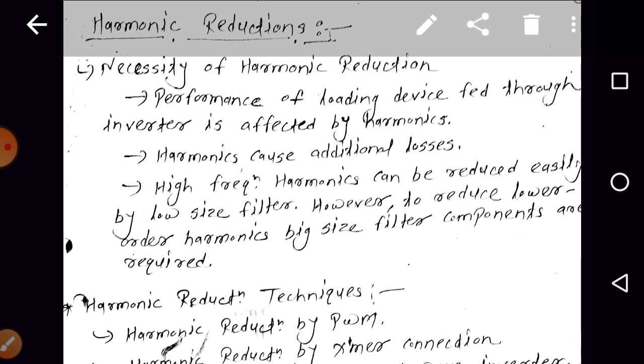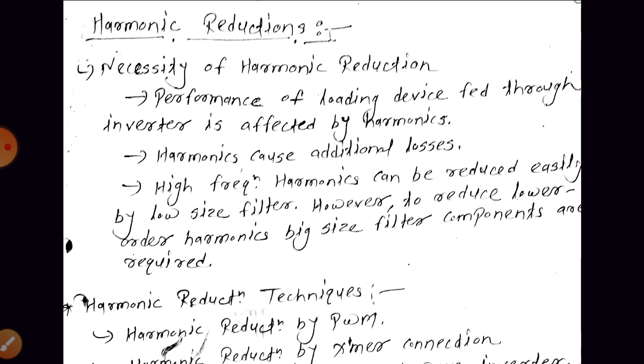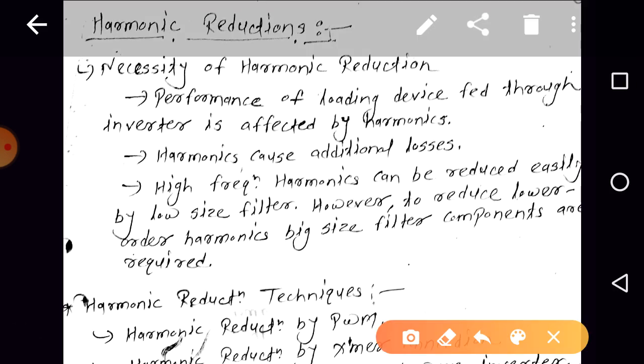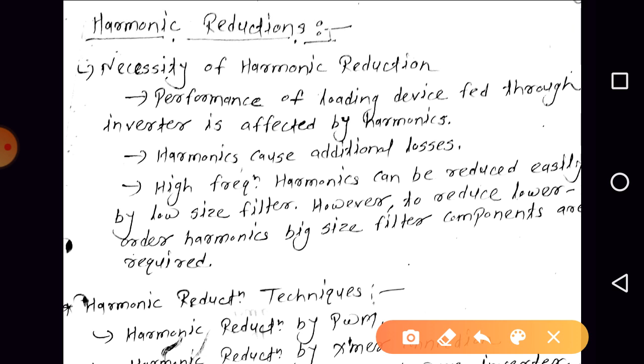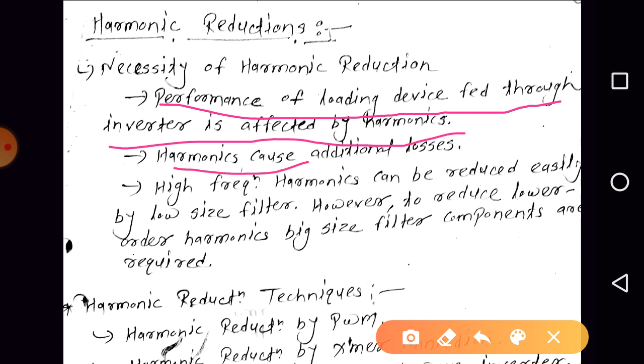Next, why is harmonic reduction required? Suppose the output voltage of a practical inverter is directly given as an input to a specific electrical load. As the output voltage consists of harmonics, will it affect the performance of the load? Yes, definitely. The performance of the loading device fed through the inverter is affected by harmonics. Harmonics also cause additional losses.